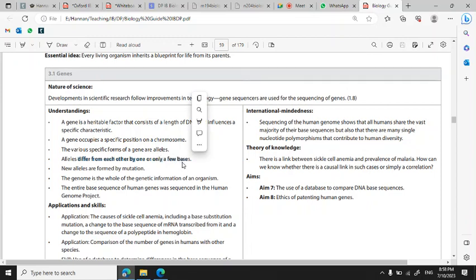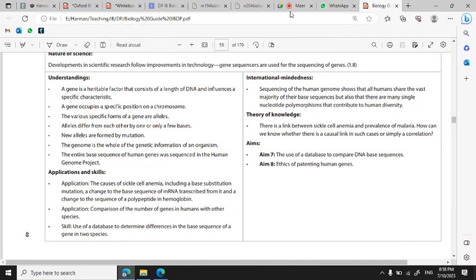Now, I did not discuss bases over here, but we can discuss it later if we meet again. New alleles are formed by mutation. I told you that if a gene is mutated, only then are alleles formed. The genome is the whole genetic information of an organism. The entire base sequence was sequenced. That is something else.